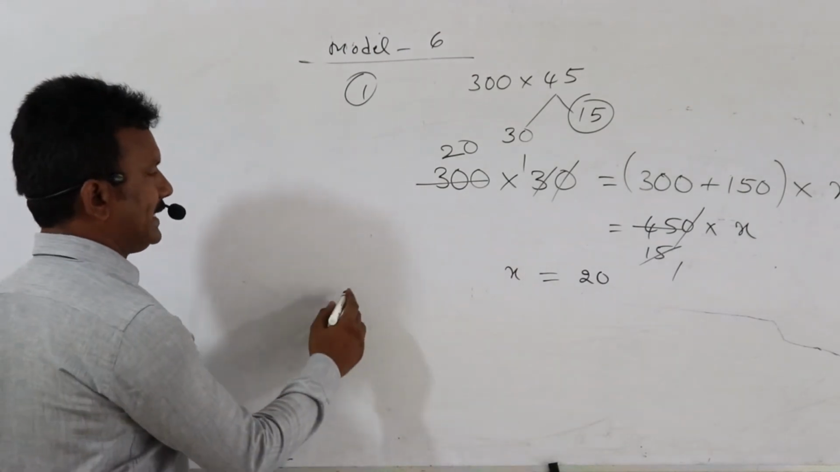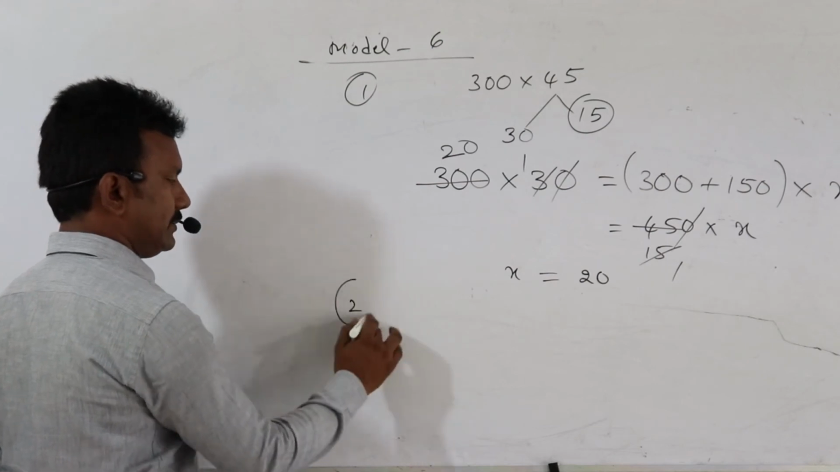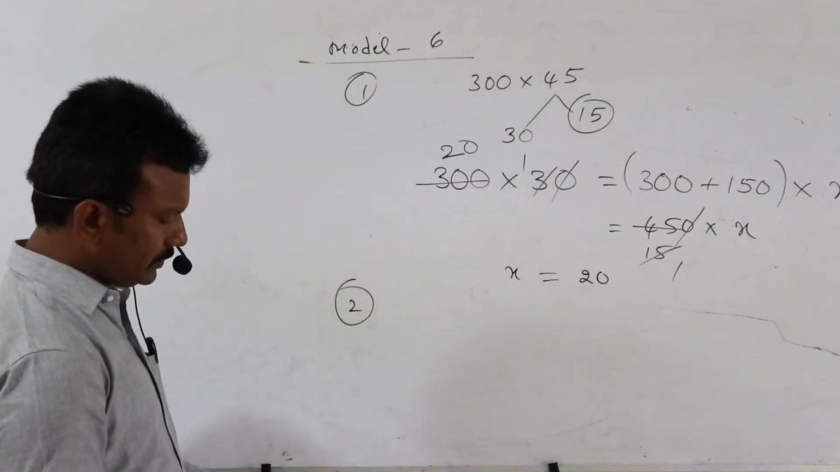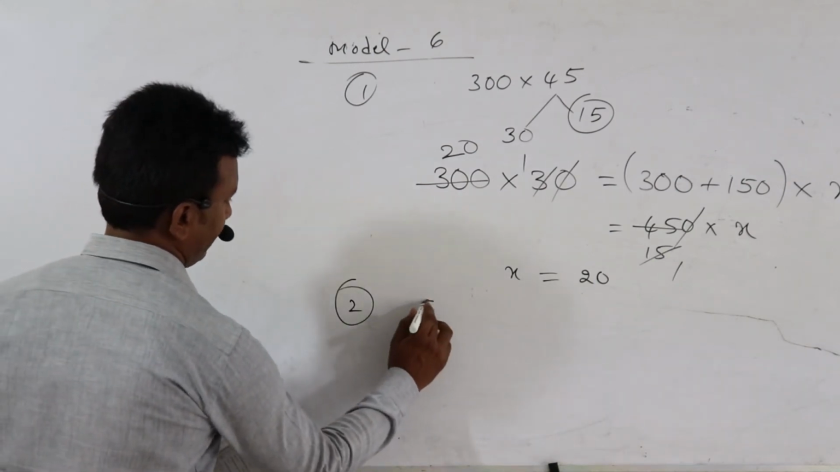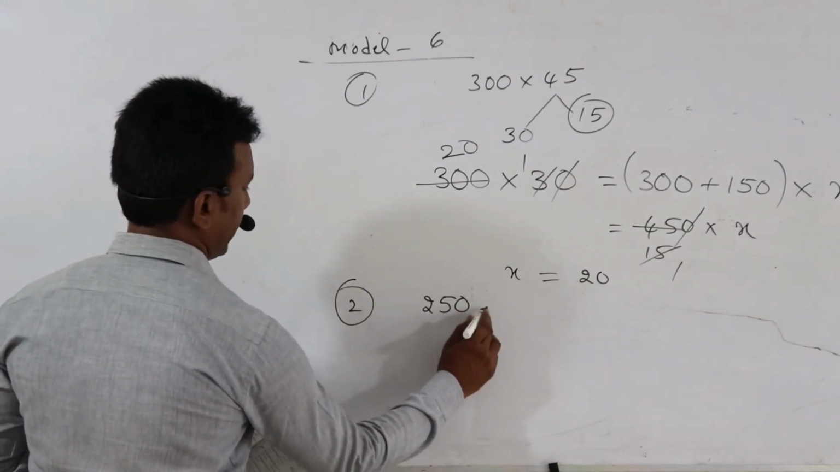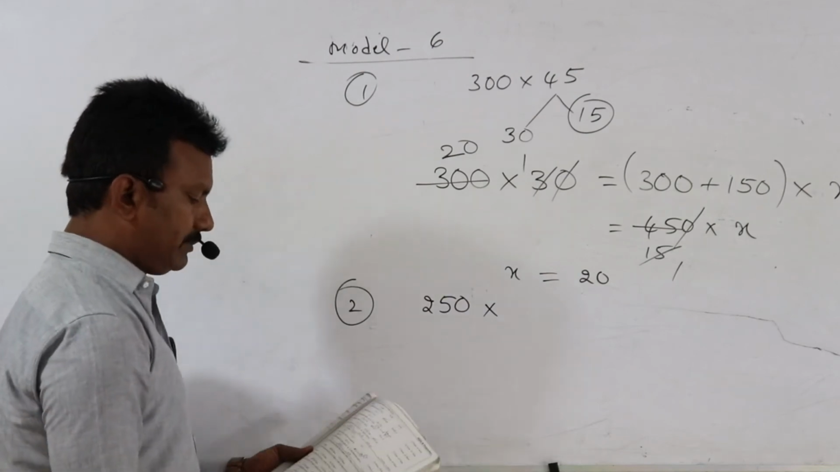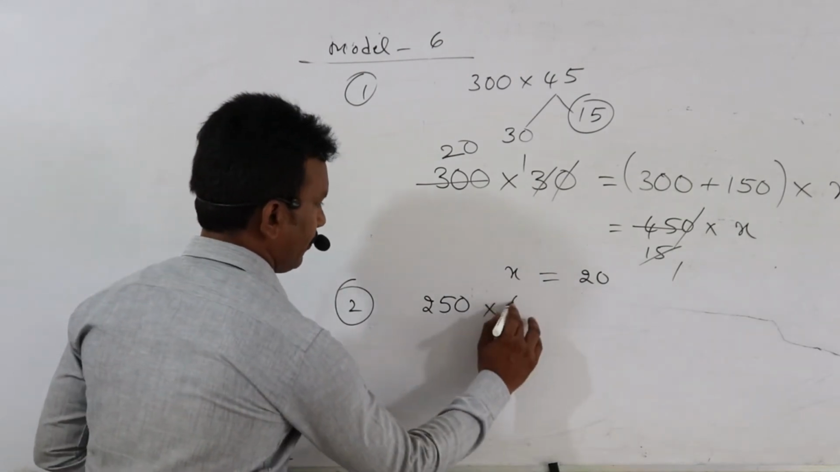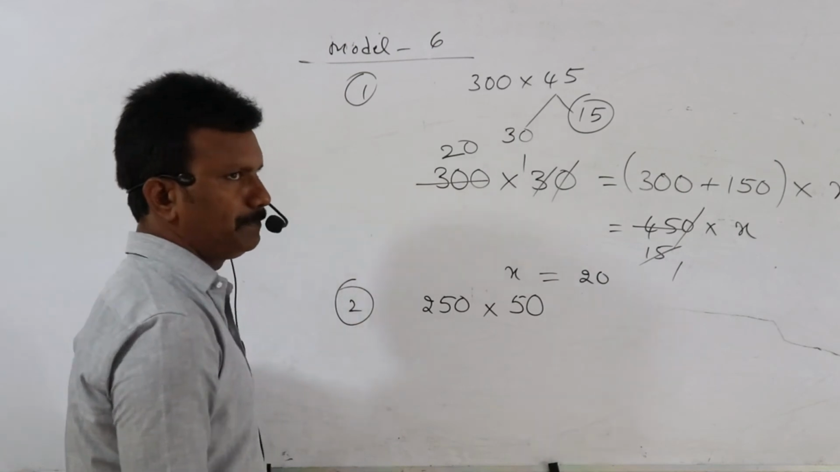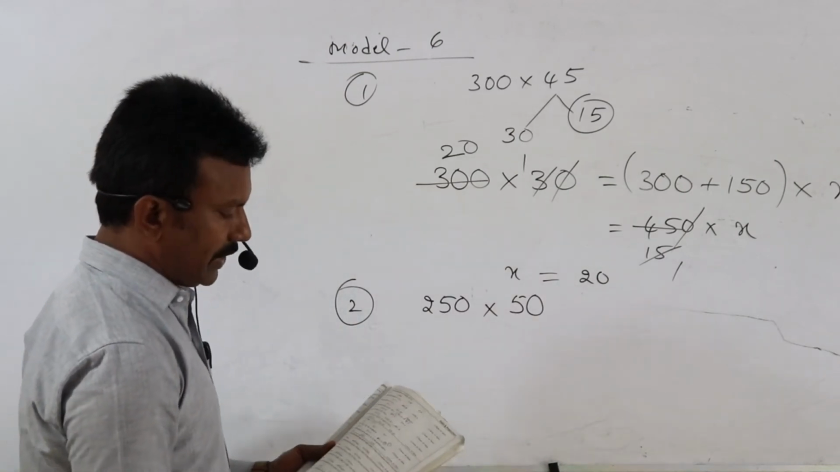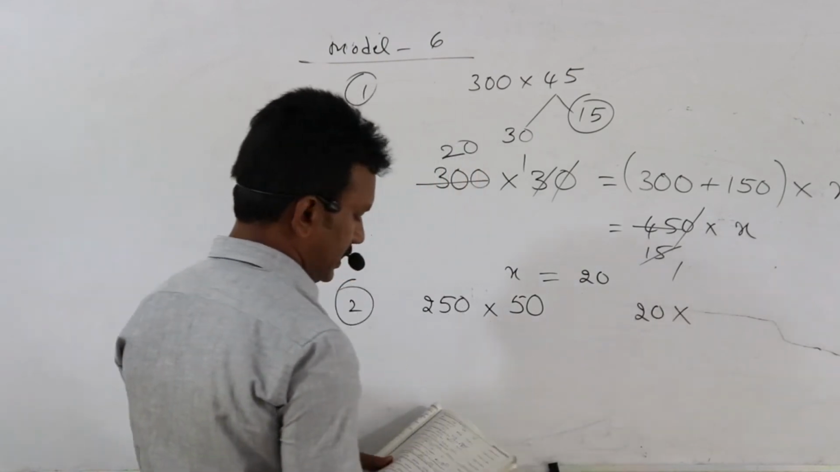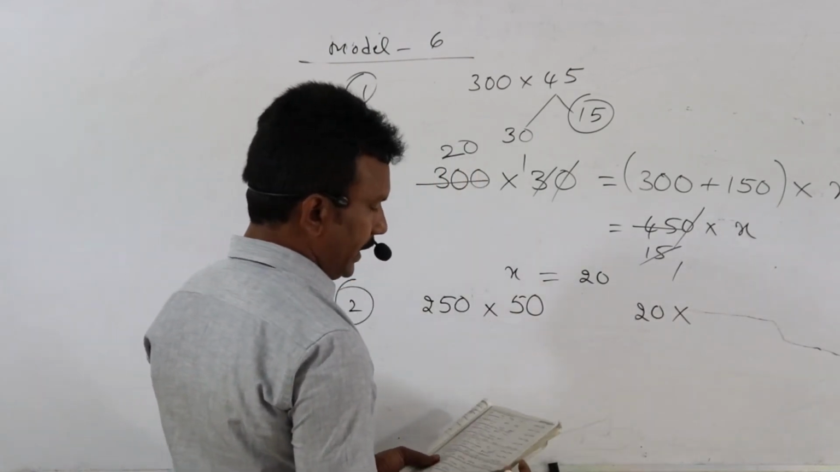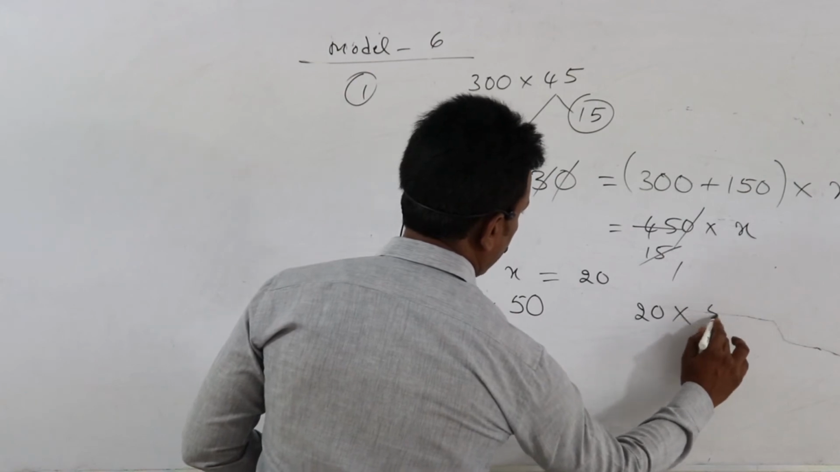So next, one more example on model 6. A hostel with 250 students has food items for 50 days. After 20 days, 50 students joined.